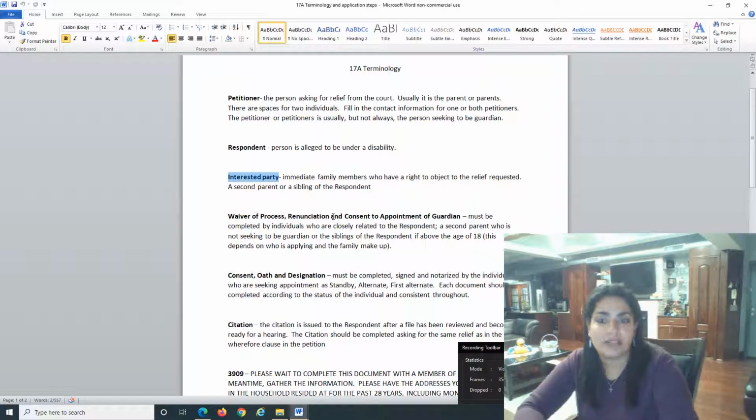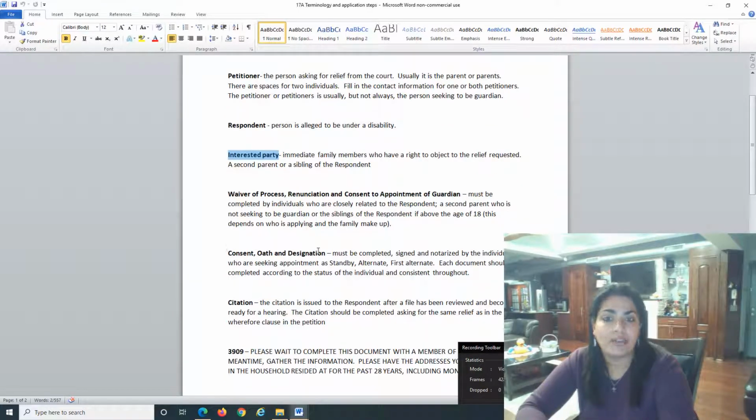Waiver of process, renunciation, and consent to appointment of guardian is a document. It's actually one of the forms that we're going to go over, and it has to be completed by individuals who are closest to the respondent. So in some situations it could be a parent, a co-parent who's not asking to be a petitioner, not asking to be a guardian, but if they're an interested party, then they have to give us a waiver of process, and it could also be any of the siblings in the household.